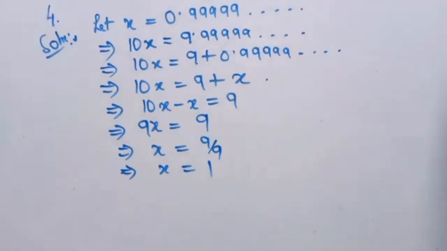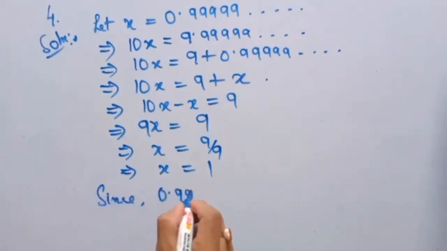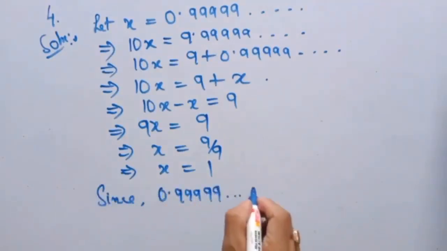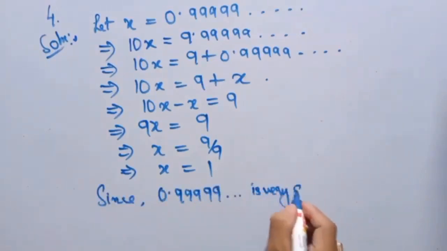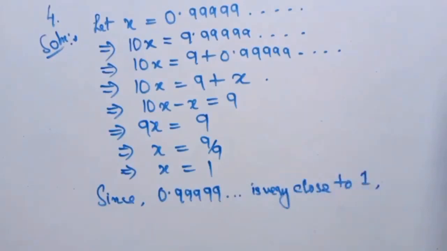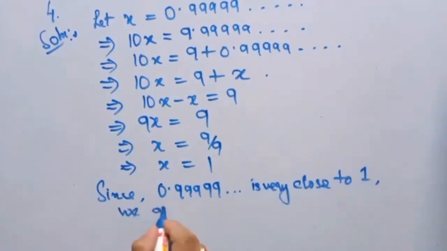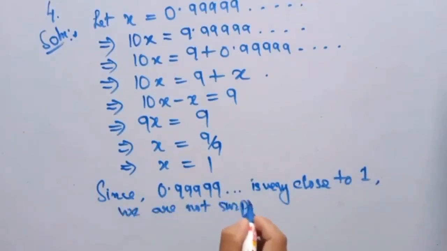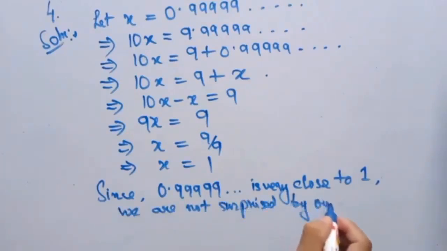So the second part of the question says, are you surprised by your answer? Here the answer is not surprising, because as you can see the given number 0.9999 is very much close to 1. So we are expecting this 1 as our answer. So you can write, since 0.9999 dot dot dot is very close to 1, we are not surprised by our answer.